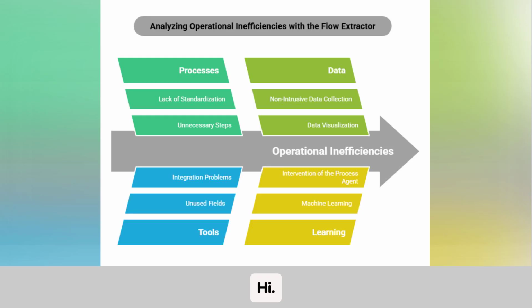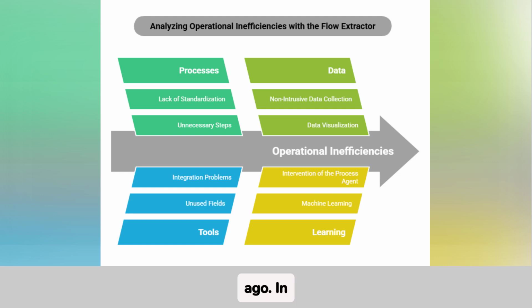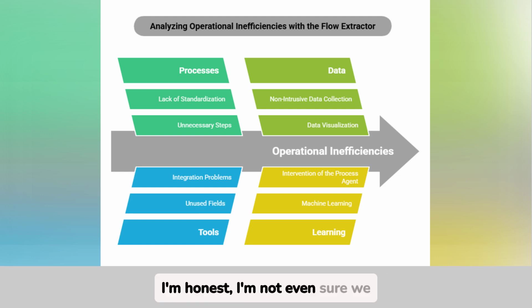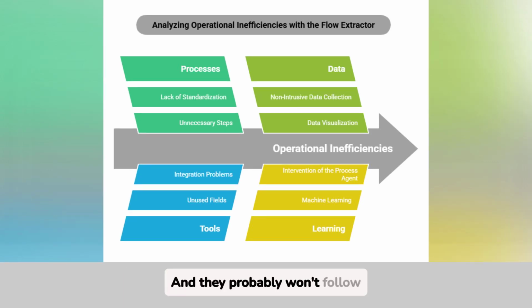Hi. Look, I've had this process drawn up by the team a few months ago. In theory, it's what we're supposed to do. But if I'm honest, I'm not even sure we follow it to the letter. And that worries me, because if we're not following the process, how can we measure whether we're improving or not? And they probably won't follow it. It's more common than it seems.